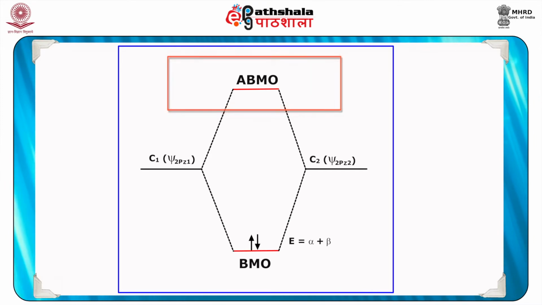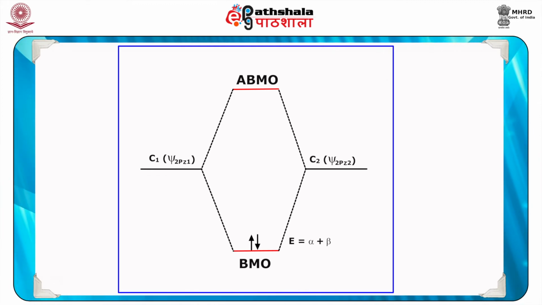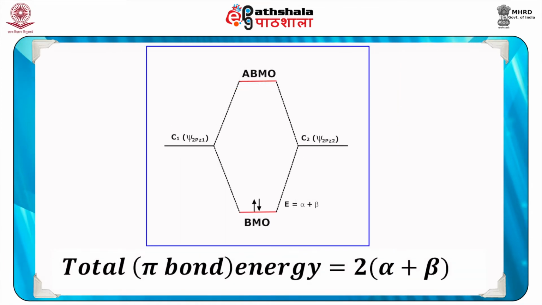And then at the top we have E equal to alpha minus beta, which is referred to as the anti-bonding molecular orbital. Since there are only 2 pi electrons in the ethylene molecule, both these electrons are accommodated in the bonding molecular orbital, and the anti-bonding molecular orbital is vacant. Since both electrons are in the bonding molecular orbital with energy alpha plus beta, the total pi bond energy of the ethylene molecule will be 2 alpha plus 2 beta.